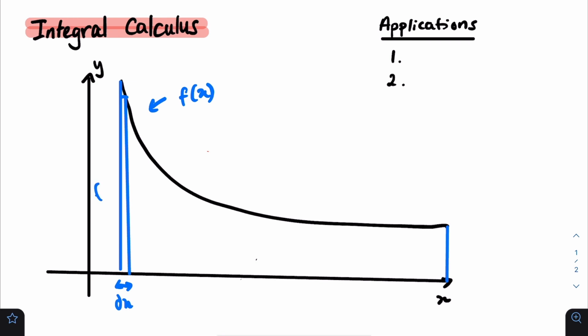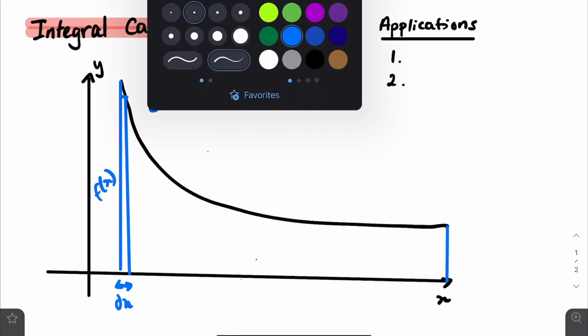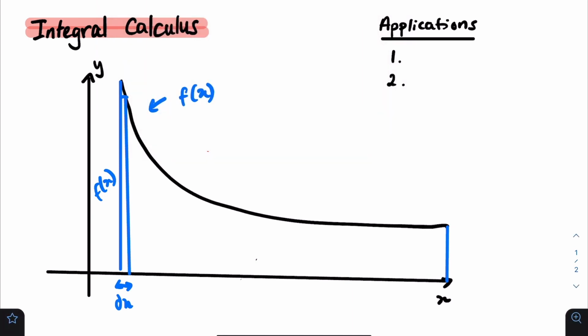So this height will be f of x. Now what we can say is the area of this rectangle is f of x times dx. And what we want to do is sum all the rectangles. So if we use our sigma sign as the sum, we get the sum of f of x dx.